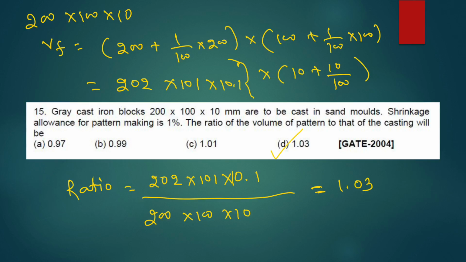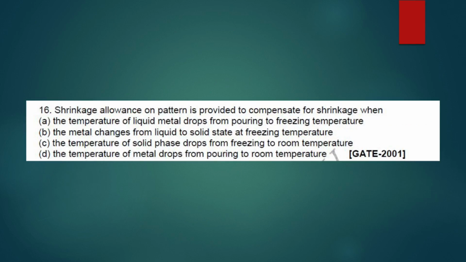This one is also a repeating question, already discussed. Three types of contraction: from liquid stage to solidification stage, 1 to 2, then 2 to 3 phase change, liquid to solid phase, then 3 to 4. Point 3 is that phase change temperature, and 4 is room temperature. So here for 3 to 4, we are giving pattern allowance.